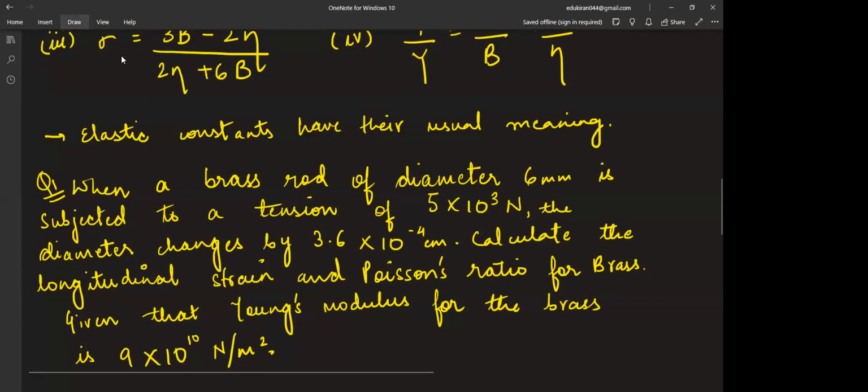See, it says when a brass rod of diameter 6 millimeter is subjected to a tension of 5 into 10 to the power 3 newtons, the diameter changes by 3.6 into 10 to the power minus 4 centimeters. You have to calculate the longitudinal strain and Poisson's ratio for brass, given that Young's modulus for brass is 9 into 10 to the power 9 Newton per meter square.